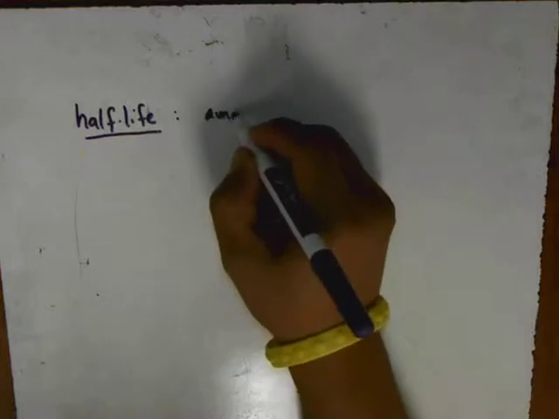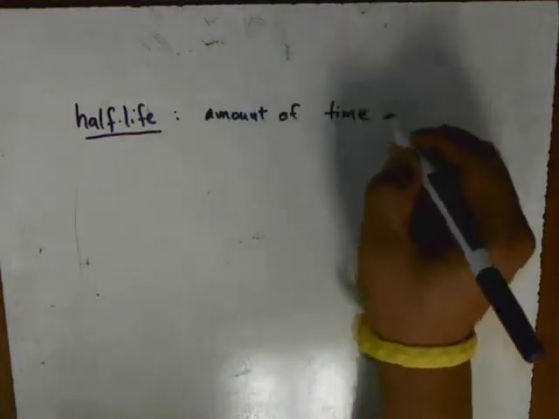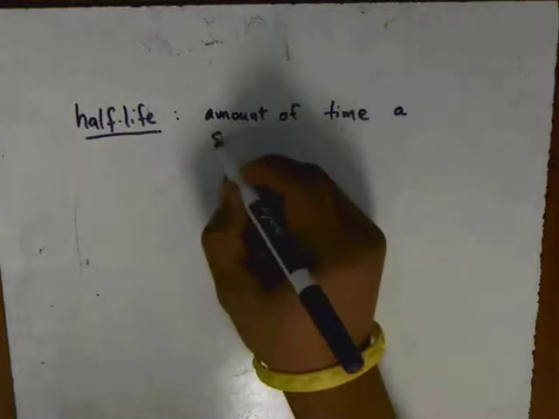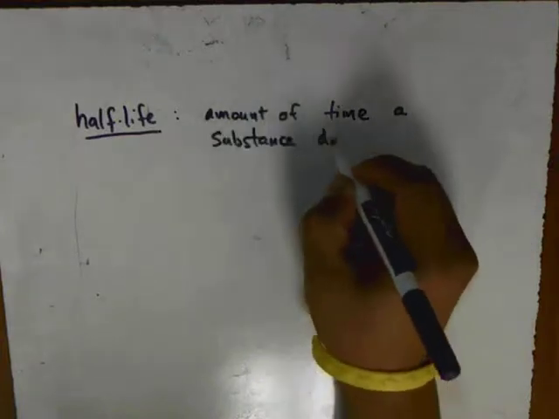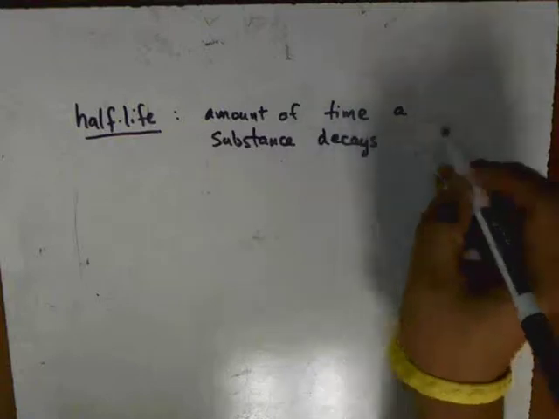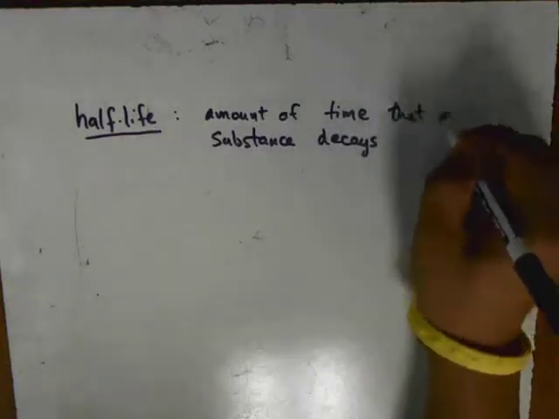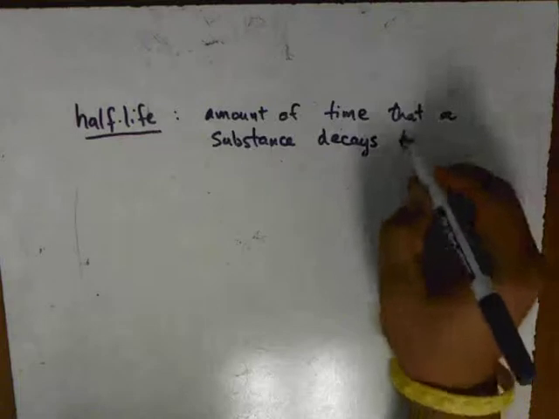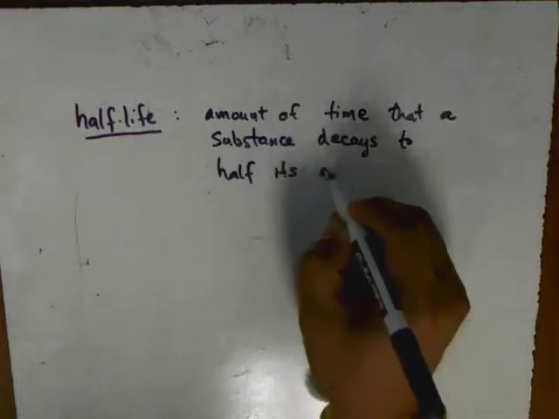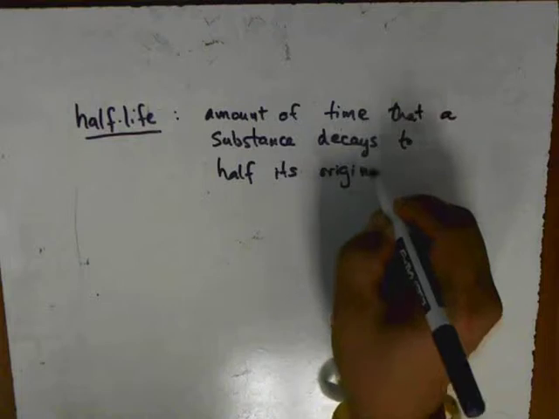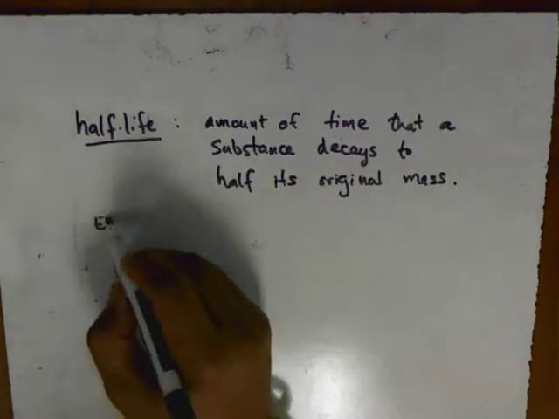Half-life is the amount of time a substance takes to decay to half of its original mass. Okay, so we'll do a quick example.